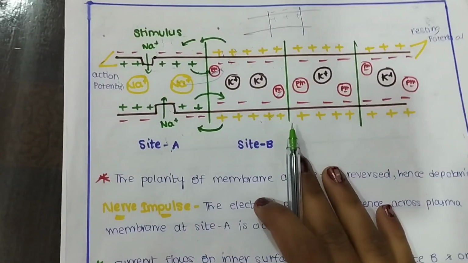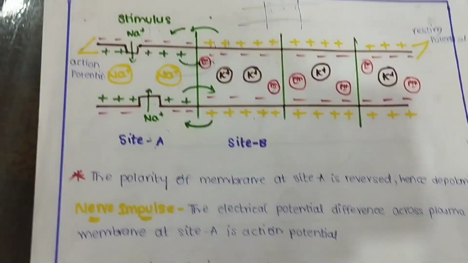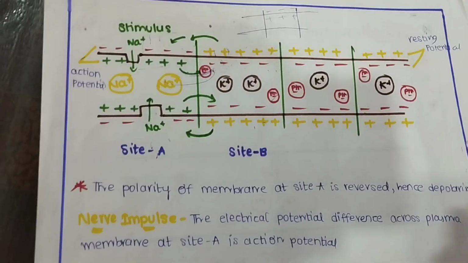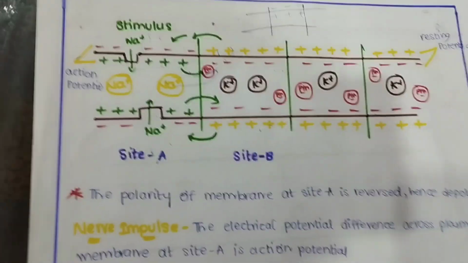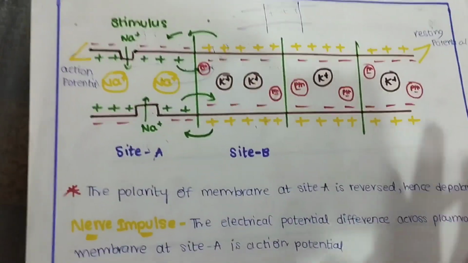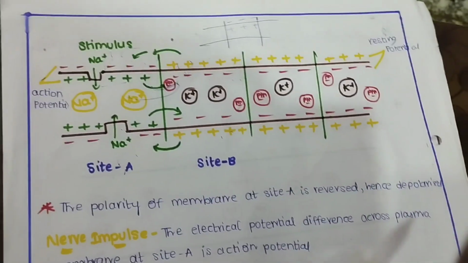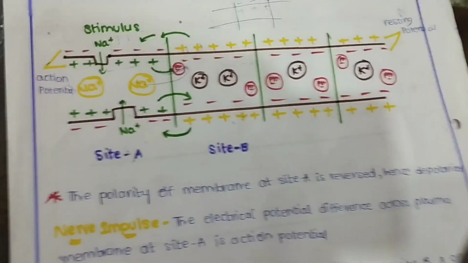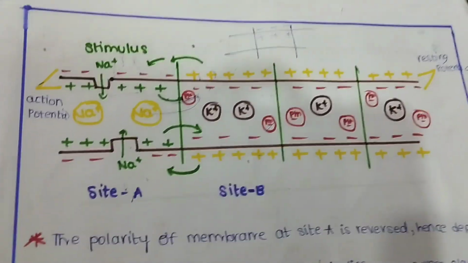This is about the generation and conduction of nerve impulse. After watching this video, immediately read NCERT. It is very important to analyze the lines of NCERT, and understanding every line of NCERT is very important for the NEET examination. Read and revise NCERT as many times as possible.